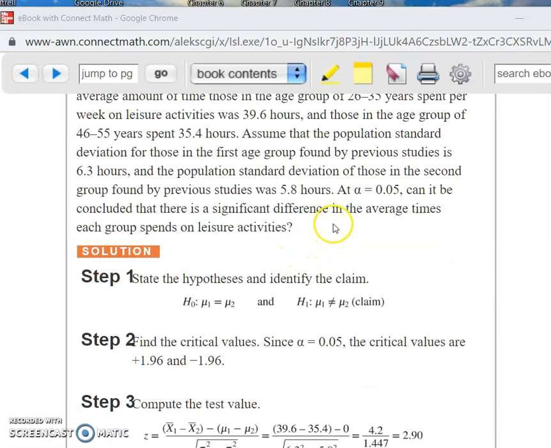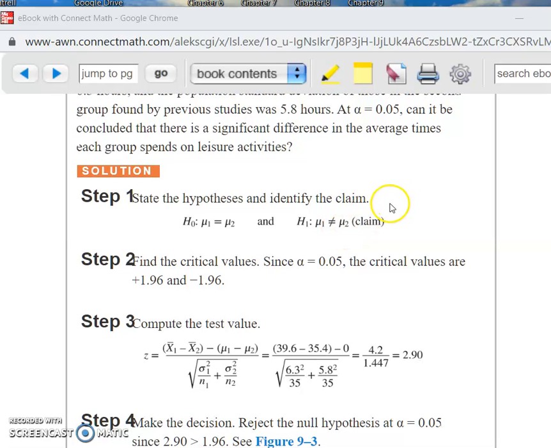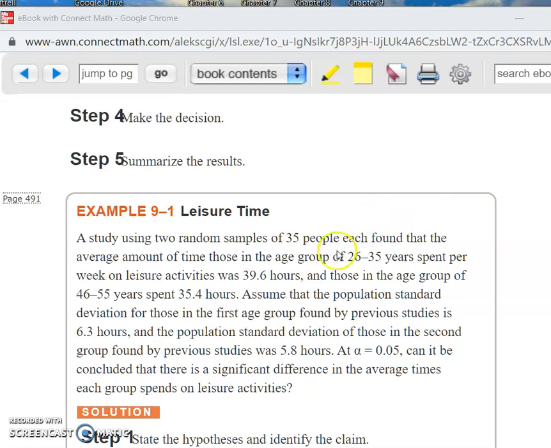Okay. So we're going to make our alpha 0.05. That is our error budget. That's how often we're willing to be wrong. Can it be concluded that there is a significant difference in the average times that each group spends on leisure activities? Okay. So sometimes these concepts of are you in a population or a sample or whatever get to be confusing, to say the least.